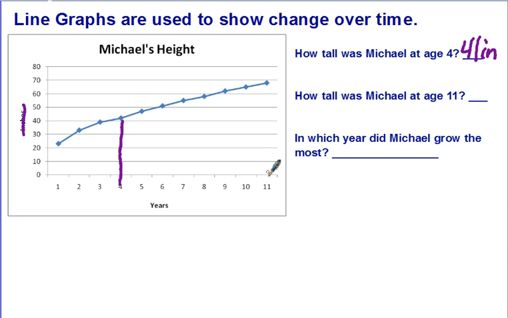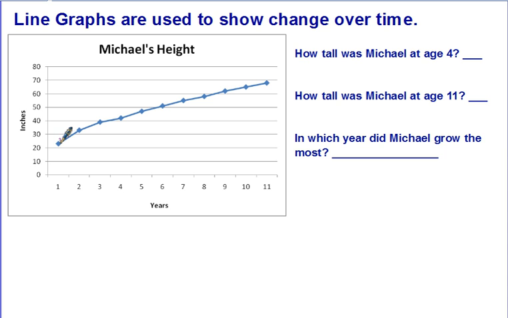How tall was Michael at age 11? Here's 11. Go up from 11, right there, go over. Looks like he was 68 or 69. Now sometimes you'll have to decide for yourself whether you think it's 68 or 69. Usually they give you some leeway when you're reading a graph. In which year did Michael grow the most? I'm going to clear this so we can see it a little better.